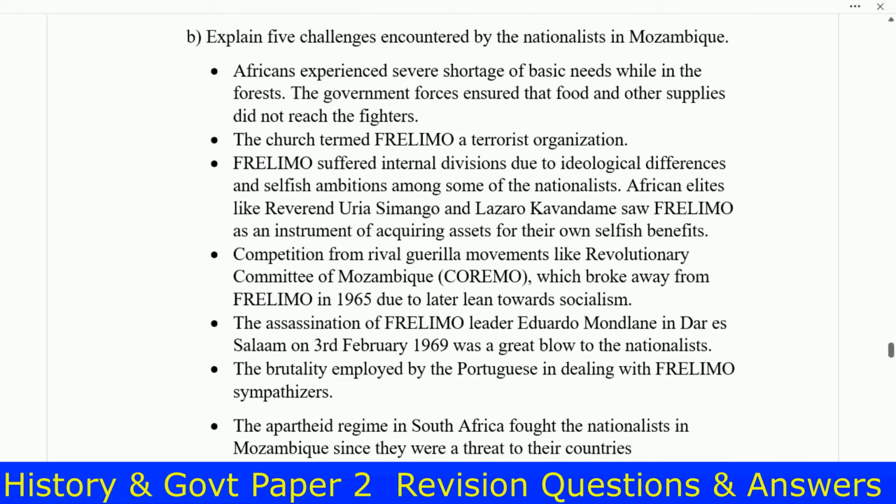African elites like Reverend Uria Simango and Lazaro Nkavandame saw Frelimo as an instrument of acquiring assets for their own selfish benefit. Next, competition from a rival movement like the Revolutionary Committee of Mozambique, Coremo, which broke away from Frelimo in 1965 due to the latter's lean towards socialism.